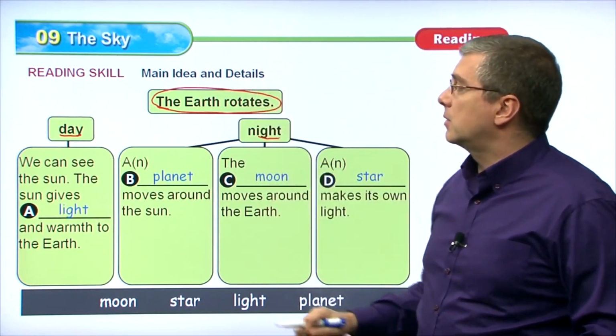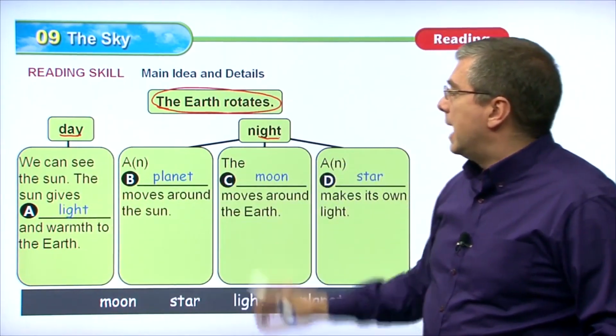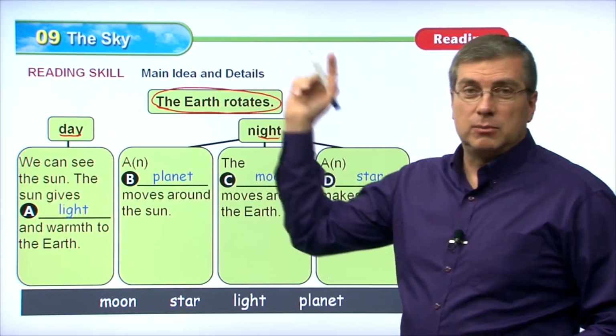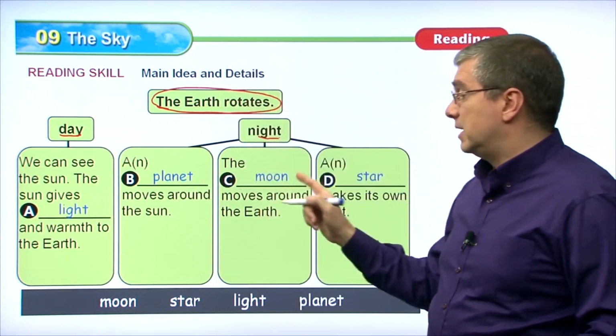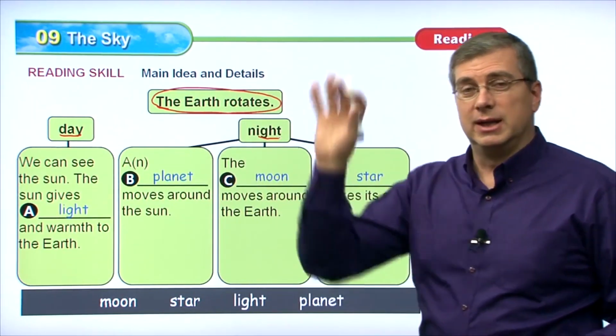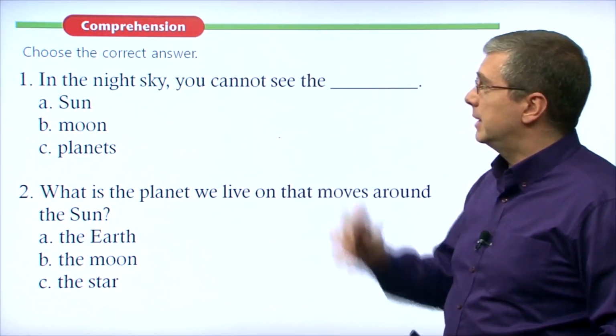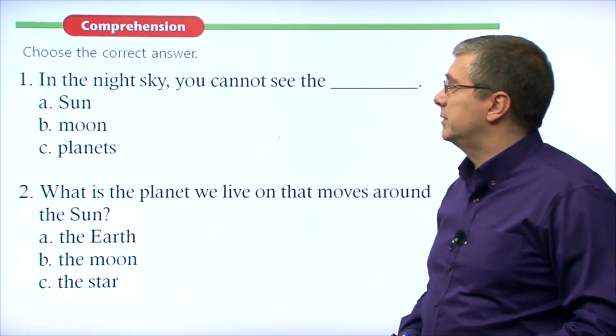Main idea: the Earth rotates. We can see the sun during the day. It gives us light and warmth. At night, we can see the planets are moving around the sun. We can see the moon is moving around the earth. We can also see that the stars at night are making their own light. Okay, let's go over some reading comprehension questions.